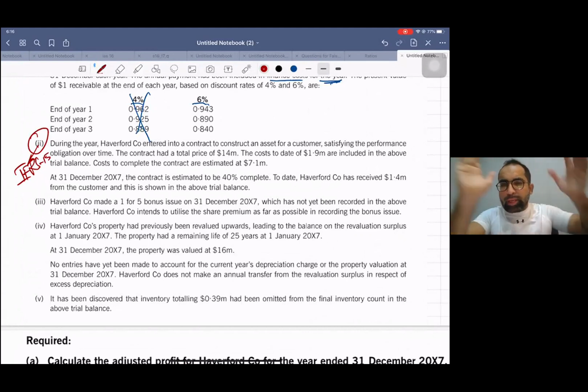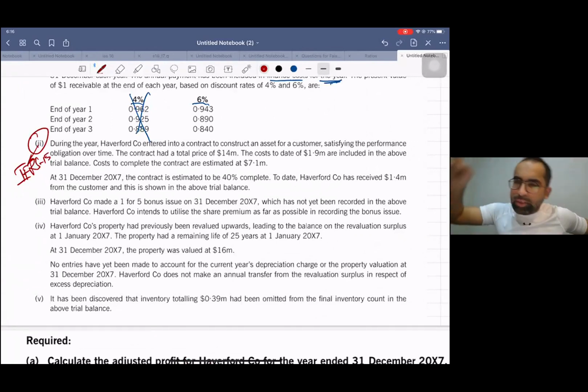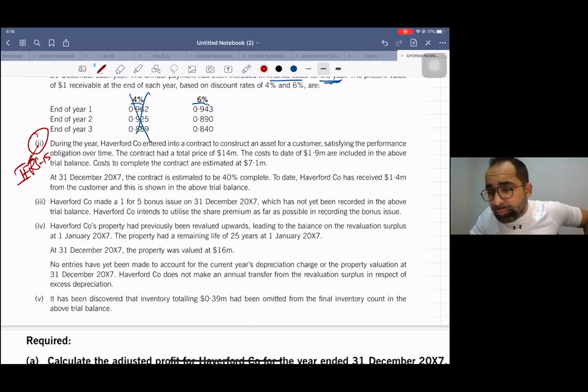For construction accounting, always check whether the contract is in profit or loss. If the contract is in profit, then book that profit according to stage of completion. But whenever you check the contract, always use total numbers.